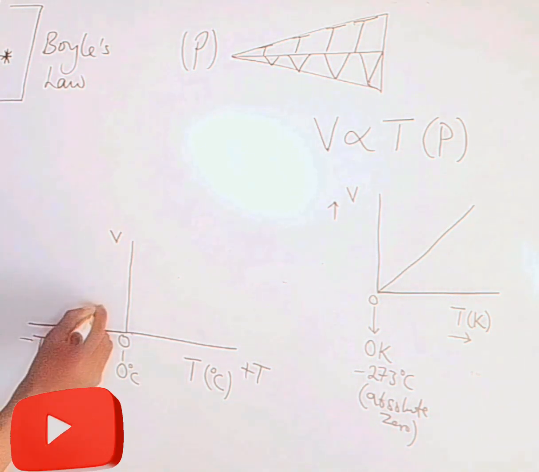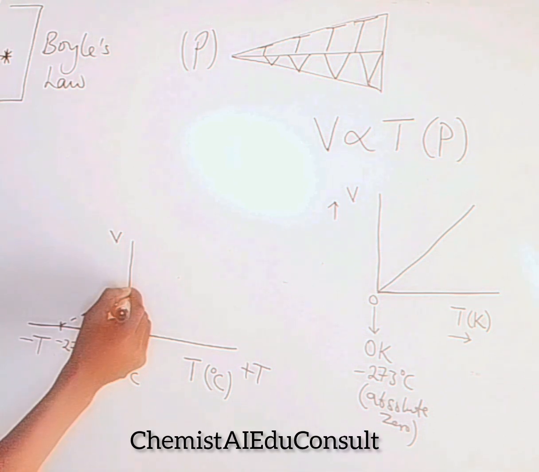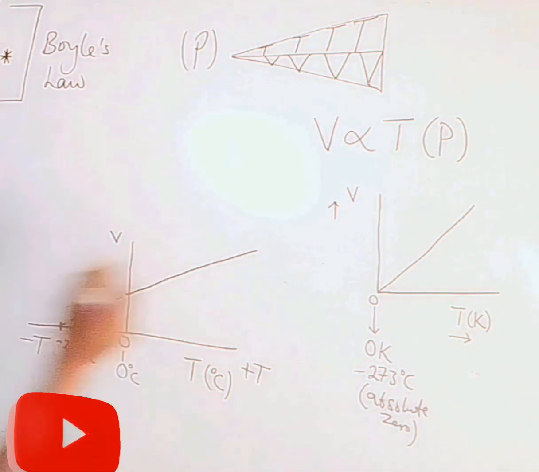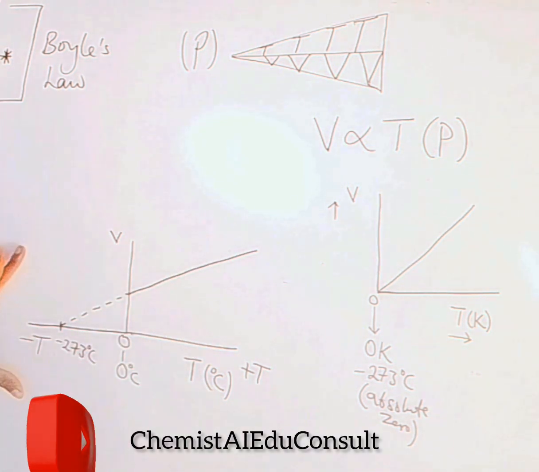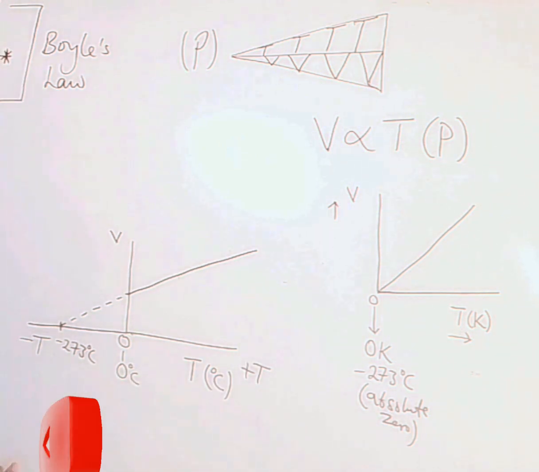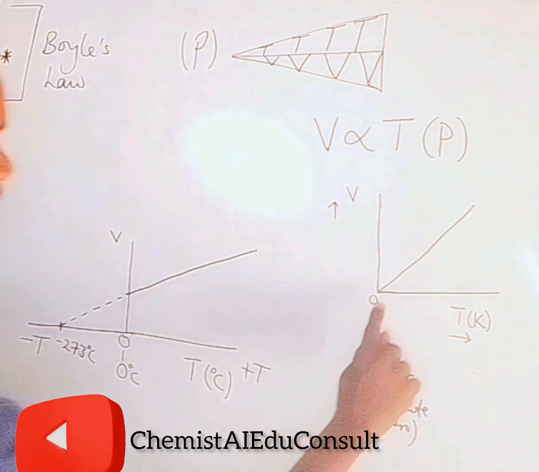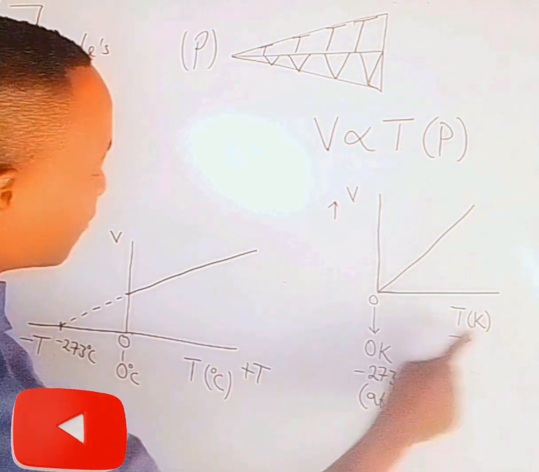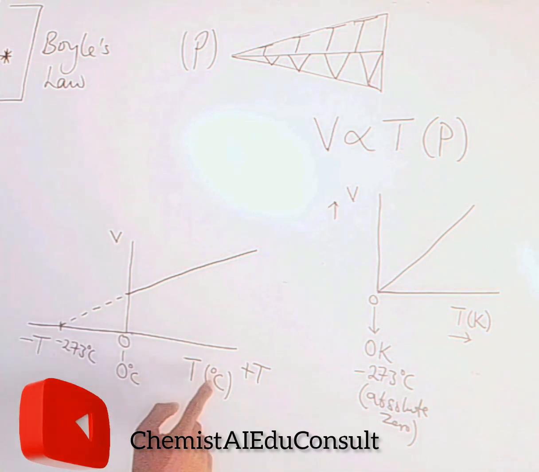It's a straight line graph. It's going to make a positive intercept on the V axis. And this is also the Charles's law graph. This and this are the same. The difference is that this axis is temperature in Kelvin, but this axis is temperature in degrees Celsius.